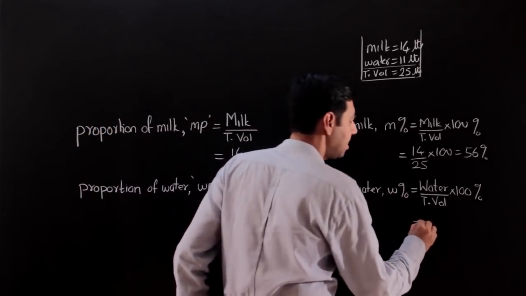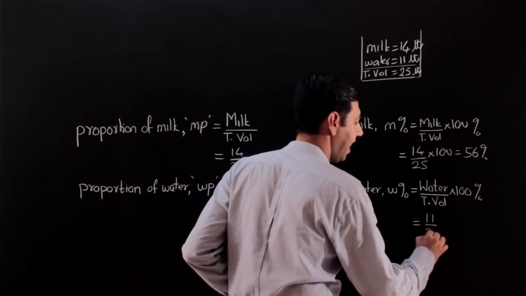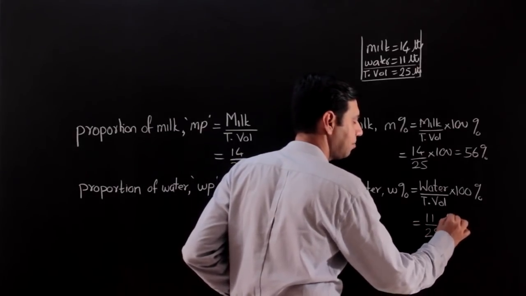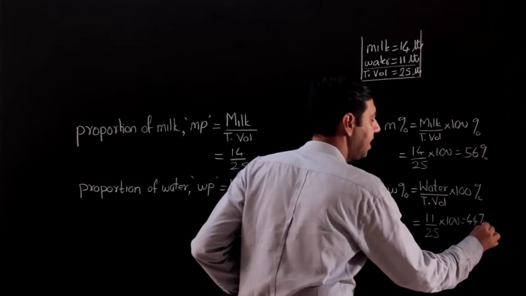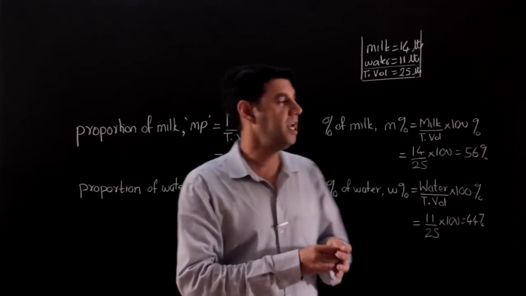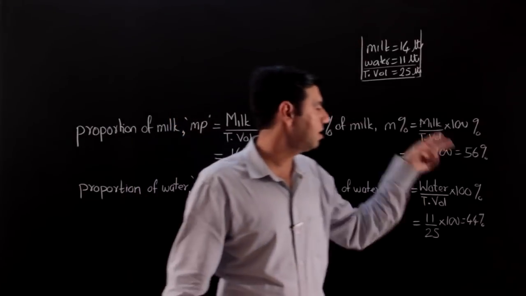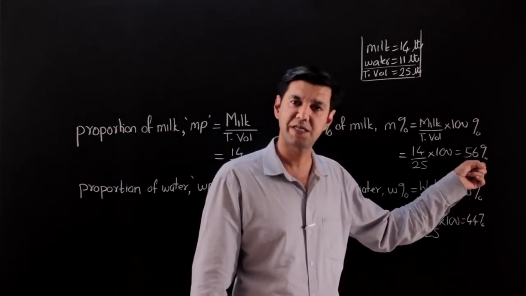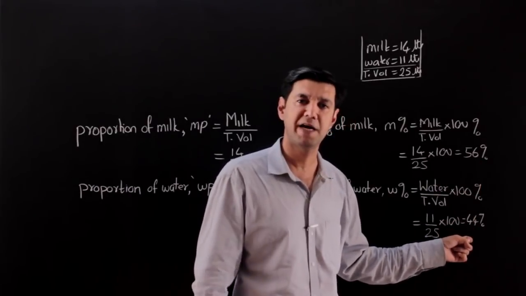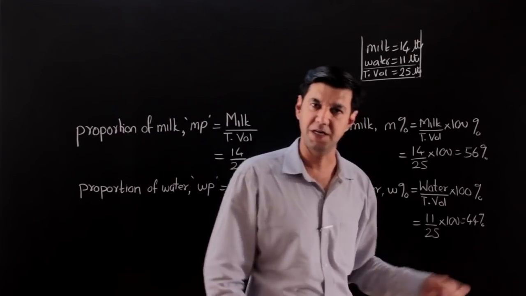The percentage: the same proportion, I need to express it as a percentage. So I'll just multiply it with 100. That will become 44%. Needless to say, since the solution has only 2 components, milk and water, the percentages have to add up to 100. So if I knew this is 56%, water has to be 100 minus 56, that is 44%.